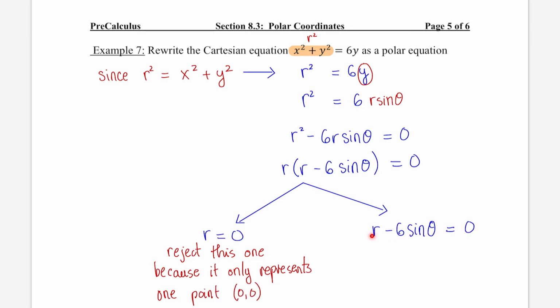That means I end up with this equation, r minus 6 sine theta equals 0, or you can rewrite it as r equals 6 sine of theta. So from the Cartesian equation x squared plus y squared equals 6y, I have the polar equation r equals 6 sine theta.